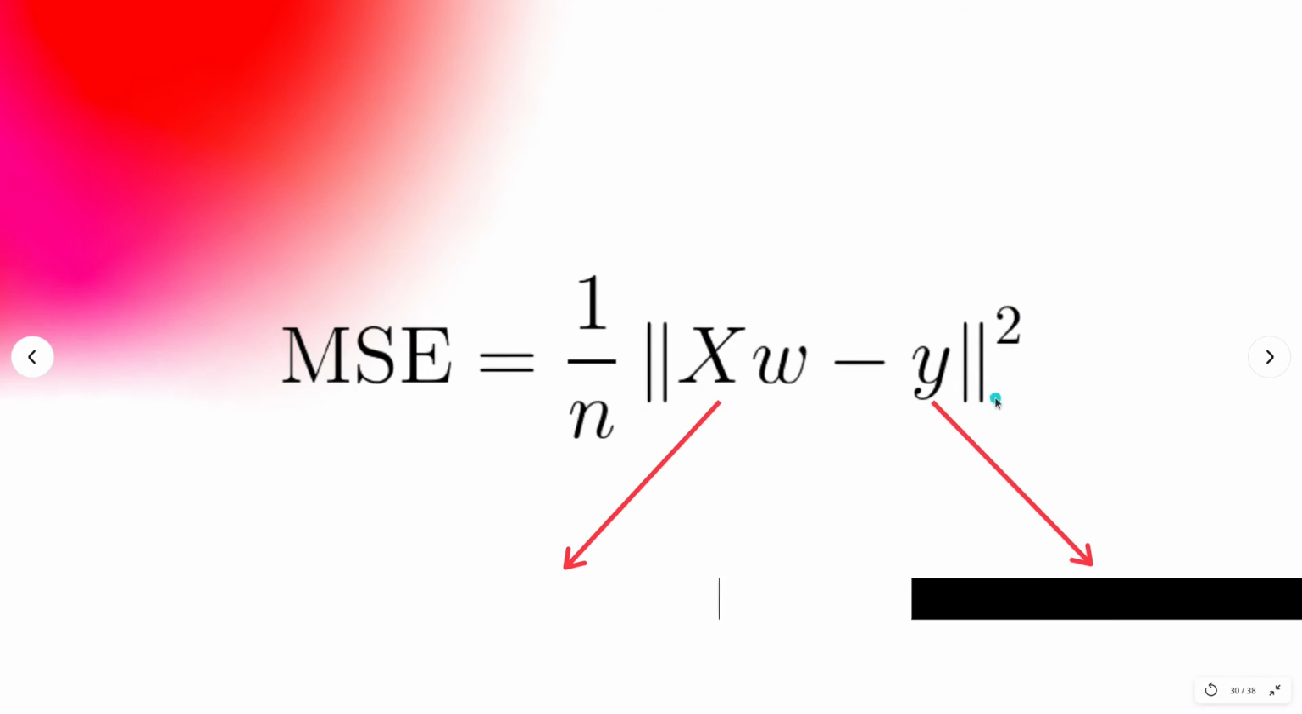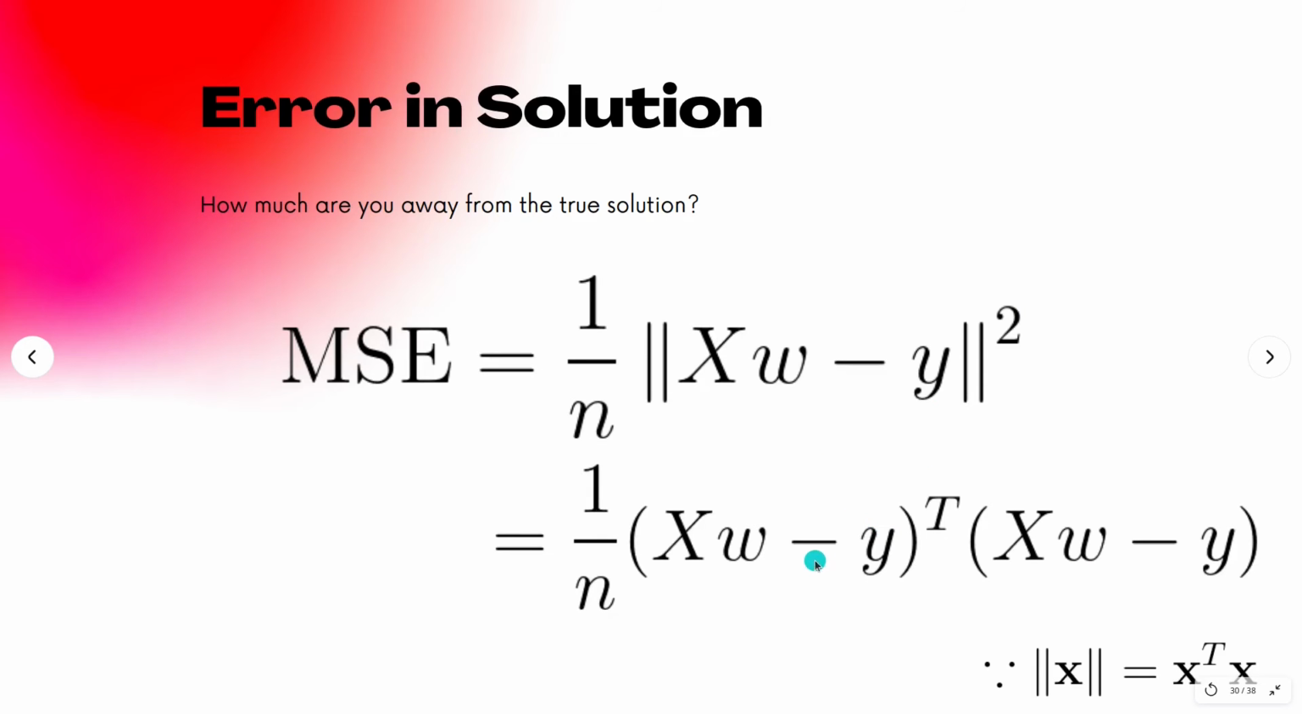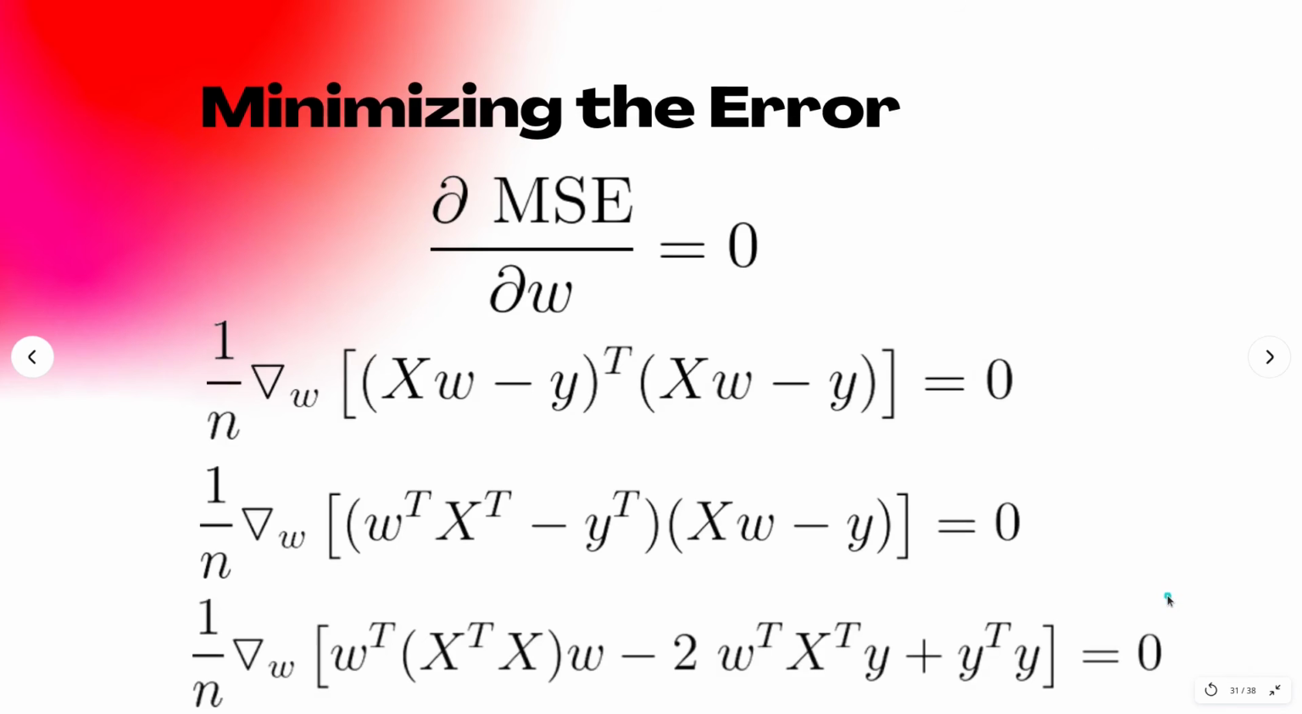We need to minimize this. This can be written as (xw minus y) the whole transpose times (xw minus y), as the L2 norm squared of x is x transpose x. So to minimize the error, we take the differentiation with respect to w and equate it to 0. That's what we know from calculus, and this symbol is delta, the gradient with respect to w, that's nothing but differentiating with respect to w and equating it to 0. So this is nothing but (xw minus y) the whole transpose times (xw minus y). Let's take the transpose inward: w transpose x transpose minus y transpose.